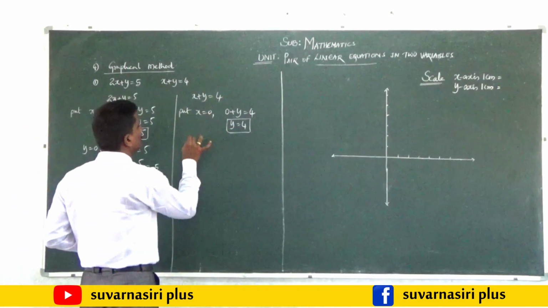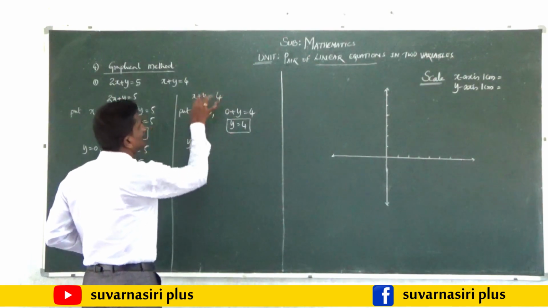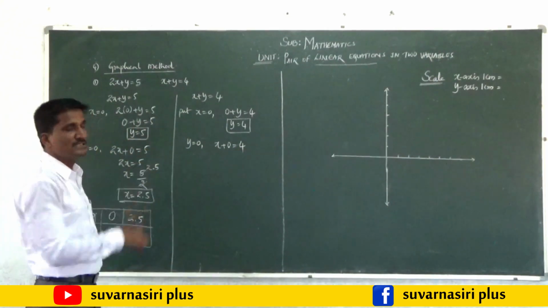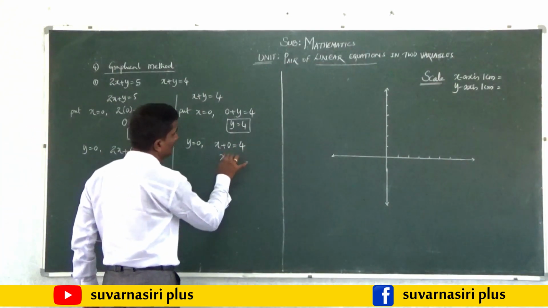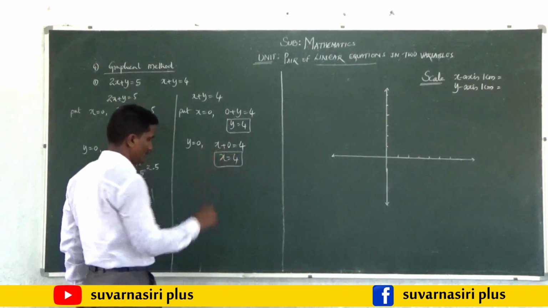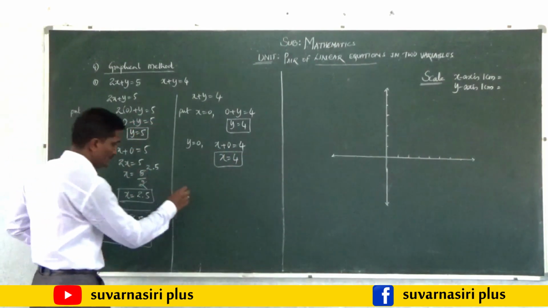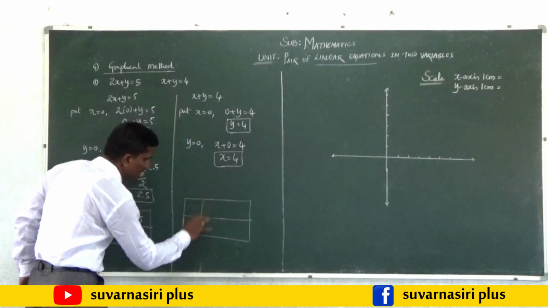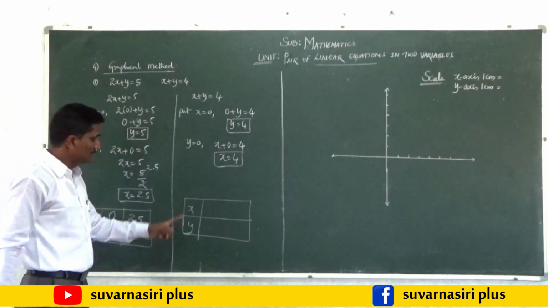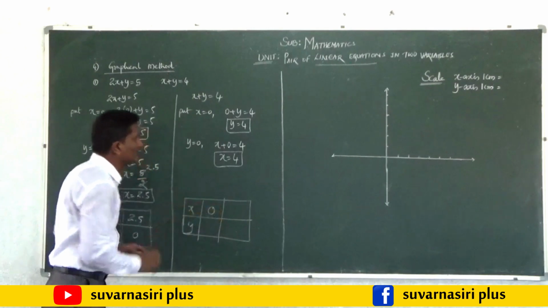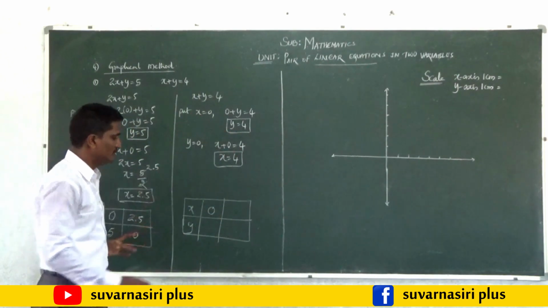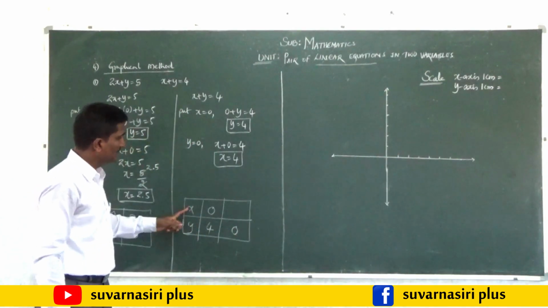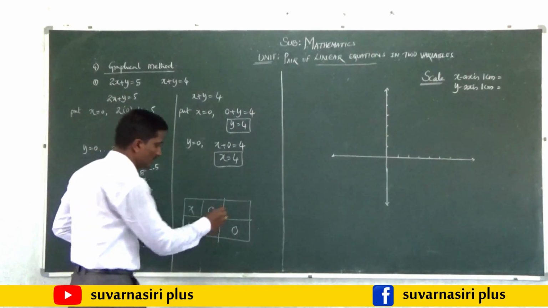Again, second time, y is equal to 0. In this place, x plus 0 is equal to 4. x plus 0 is equal to x. x is equal to 4. So, for this second equation, make the table here like this. x, y. x is 0, the y coordinate is 4. And the second time, y is 0, the x coordinate is 4.